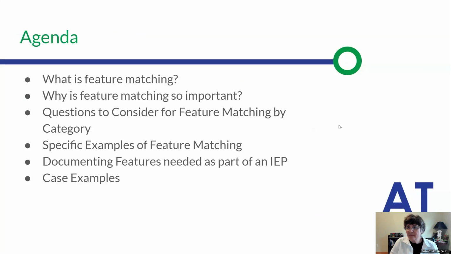All right, so our agenda for tonight is we're going to talk a little bit about what actually is feature matching, and why it is so important. Some questions that you can consider when you're going through the feature matching process. And we have some categories that we've divided the feature matching up by. We'll give you some examples. We'll talk about how feature matching can be documented in the IEP process. And then we'll talk through some case studies and examples.